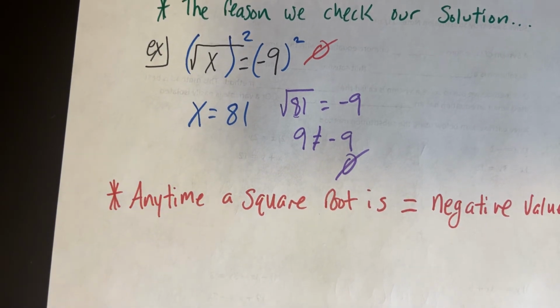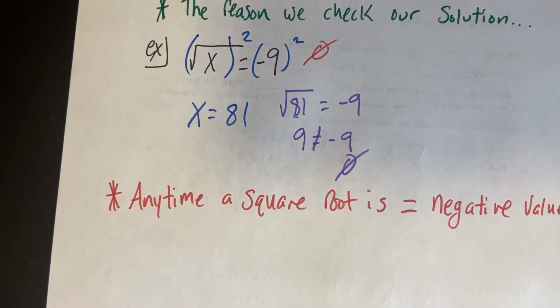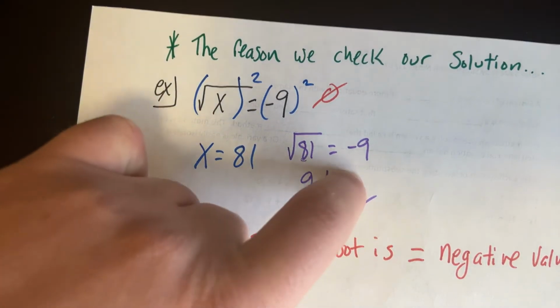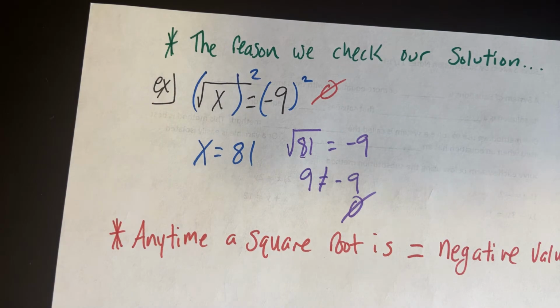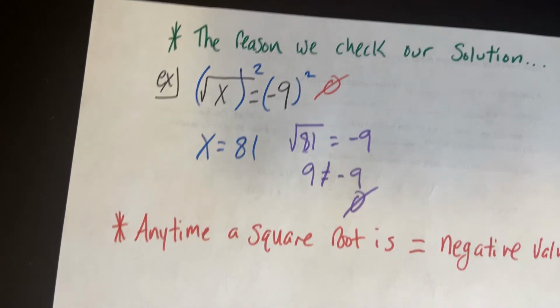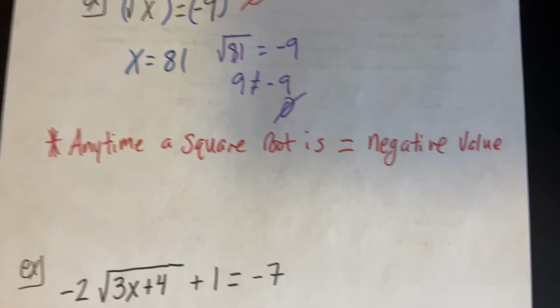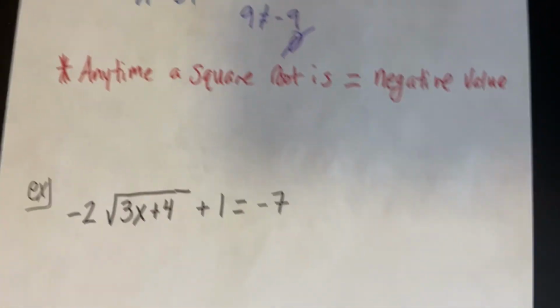So just kind of a funky case to look out for. When we have that square root set equal to a negative, you're not going to be able to find a solution. But again, if you don't see it right off the bat, go through the progression that we just talked about, but make sure you're checking your solutions. You run into this issue anytime a square root is equal to a negative value. Be careful with this example.